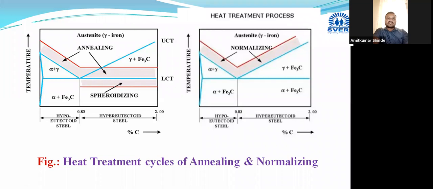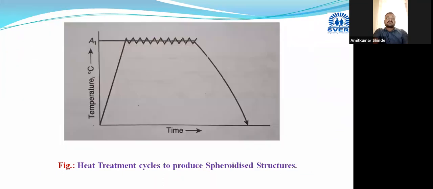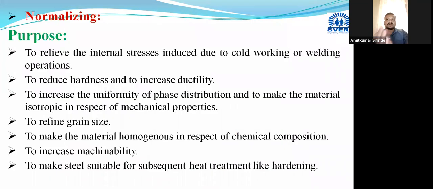Now we will move towards the normalizing heat treatment process. I will take it comparatively so that you will understand it in a better way. Now, what is the purpose of performing normalizing? We are performing normalizing with the same aim in mind, its purpose is the same as that of annealing: to relieve the internal stresses induced in the component due to cold working or other operations. To reduce the hardness and to improve the ductility, we are conducting the normalizing.